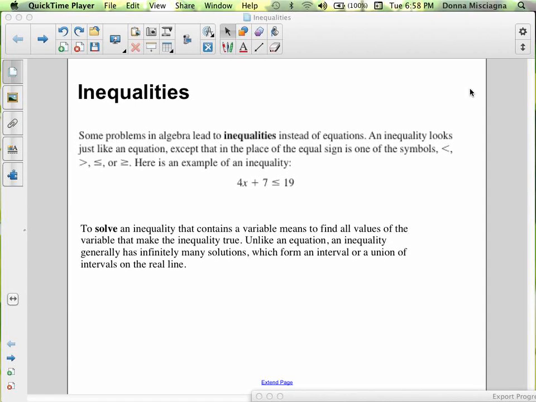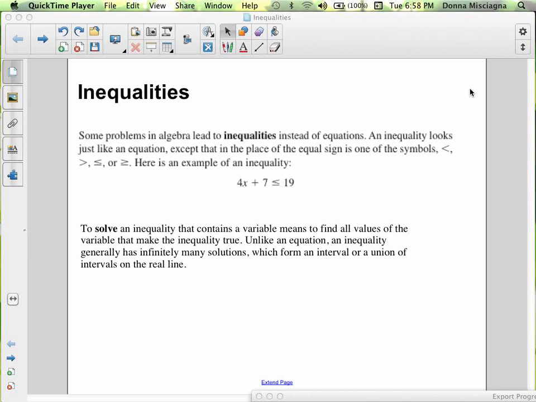Inequalities. Some problems in algebra lead to inequalities instead of equations. An inequality looks just like an equation, except that in place of the equal sign is one of the symbols: either less than, greater than, less than or equal to, or greater than or equal to. So here's an example of an inequality, and we'll solve that one later. 4x plus 7 is less than or equal to 19.